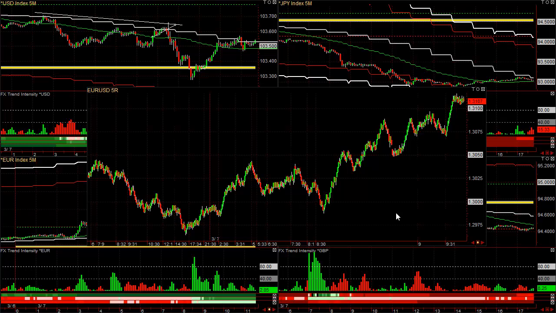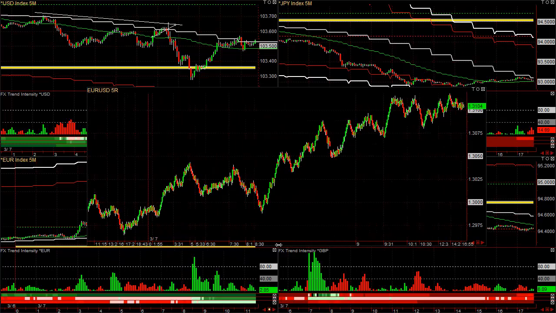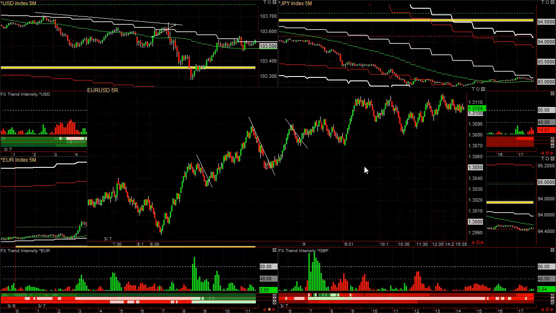For instance, when this one first started to go up earlier today, you got this nice little pullback right here. You got an unbelievable pullback right here. And these are places where you can buy the pullback once the trend line over the highs gets broken.